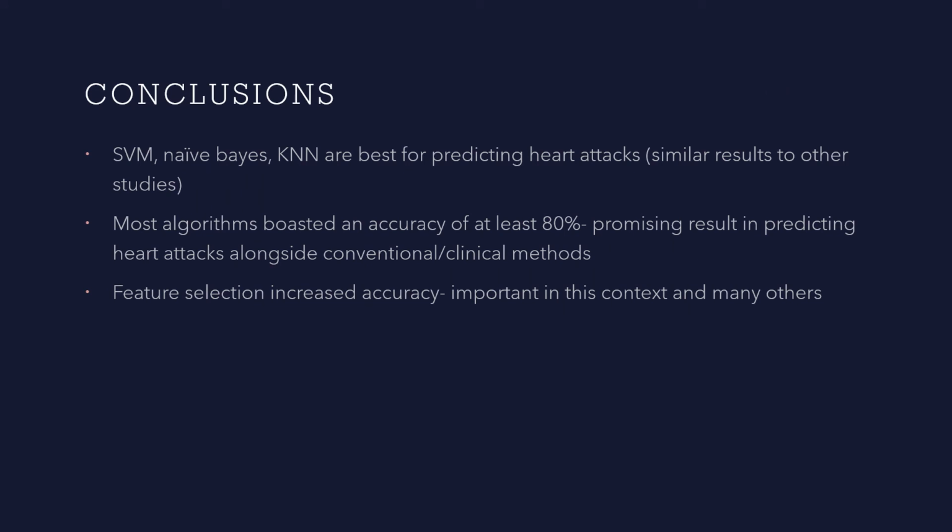For conclusions, it looks like SVM, naive Bayes, and KNN are the best for predicting heart attacks, which were similar results to the other studies. But overall, most of the algorithms did pretty well. They boasted an accuracy of at least 80%, which is a promising result that can be used alongside clinical methods such as ECGs and blood tests. Also, it seems that feature selection increased accuracy, so not only is it important in this context, but it's probably going to be important for our group project that we're doing in this class.